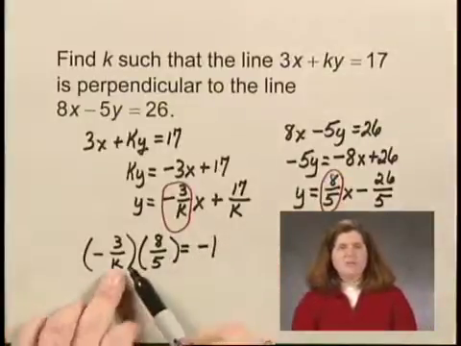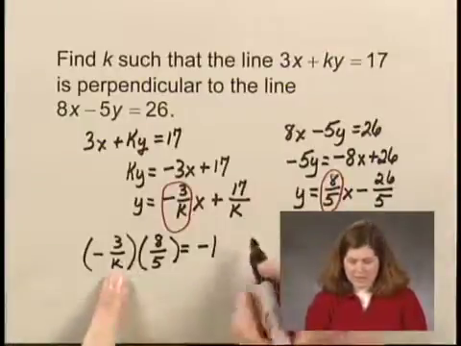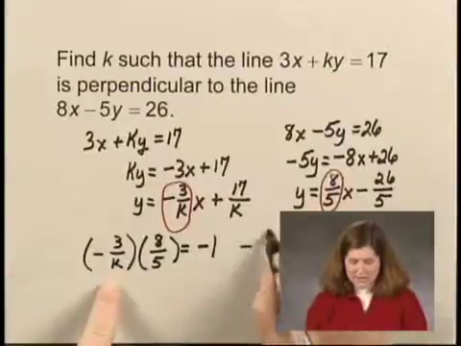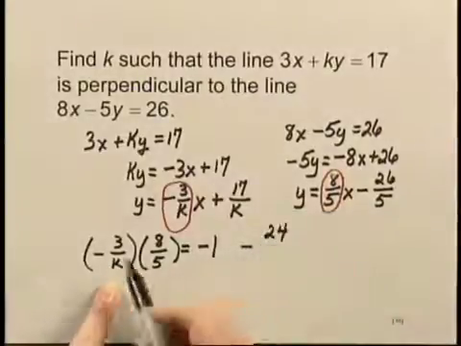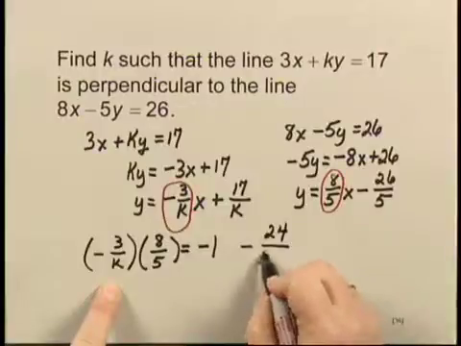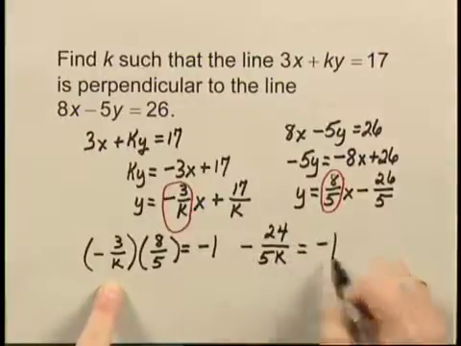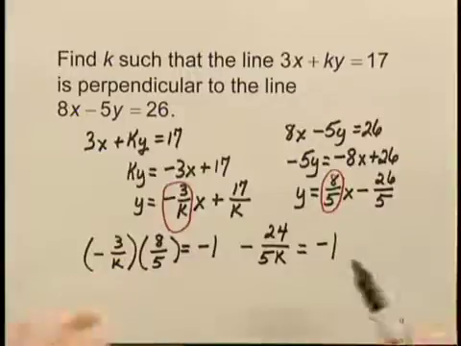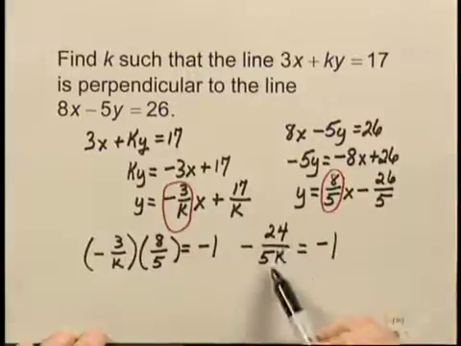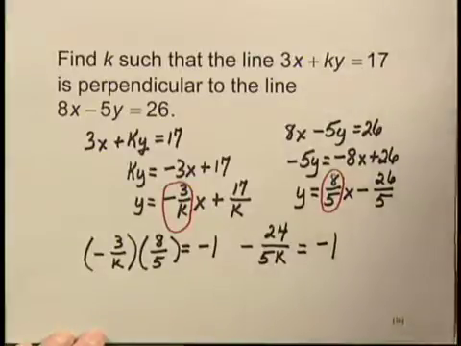Well, I only have one variable in here, k. I think I can solve for k now. If I multiply, I have -24, multiplying numerators, over 5 times k, multiplying denominators, has to equal -1. Now I have a fraction here, and I'm going to multiply both sides of the equation by 5k in order to solve for k.